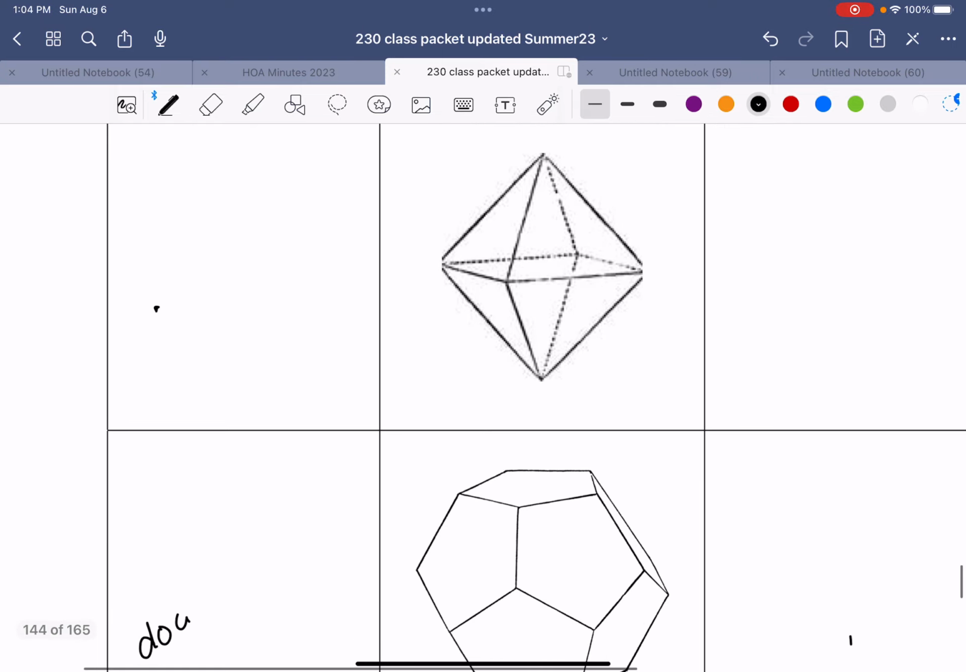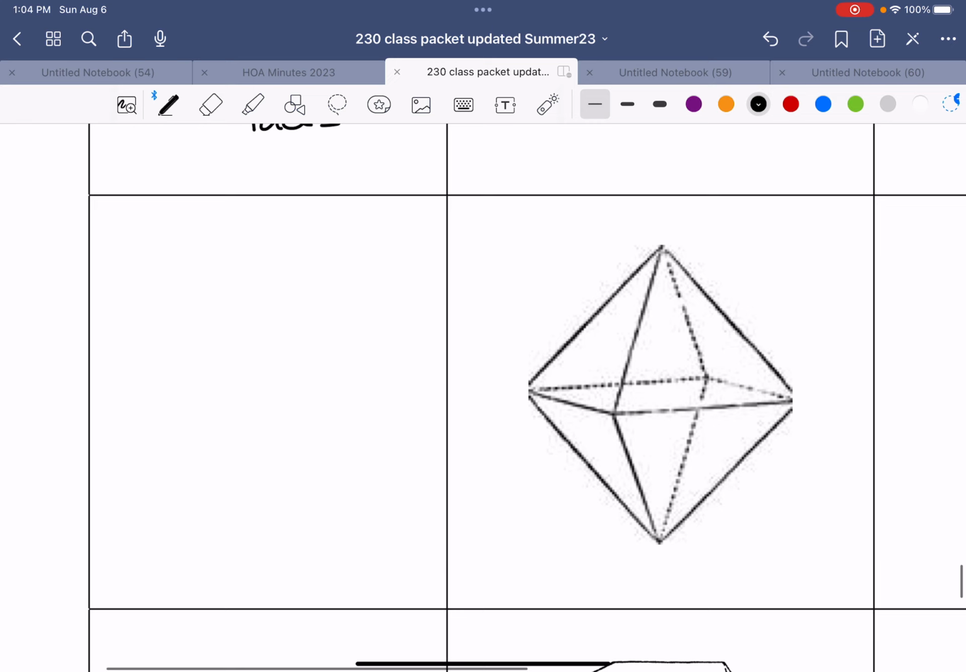Next, we have something that has 8 sides. You can try to count them there on this, what looks like kind of like a diamond, a three-dimensional diamond. And each of those is an equilateral triangle, and they are all identical. So we call this, it has 8 faces, and so this is an octahedron. And it has 8 faces.